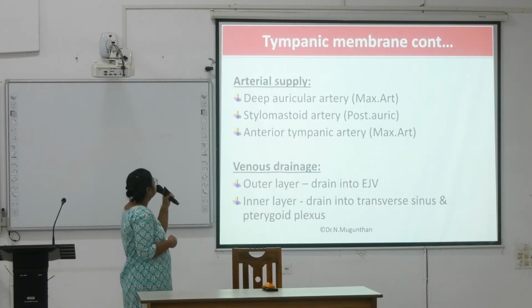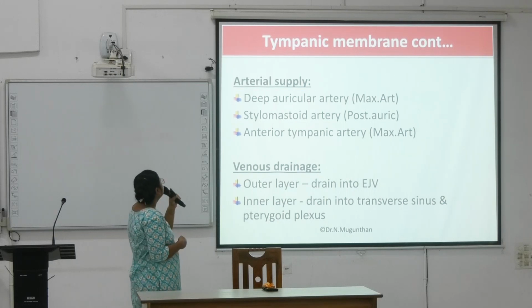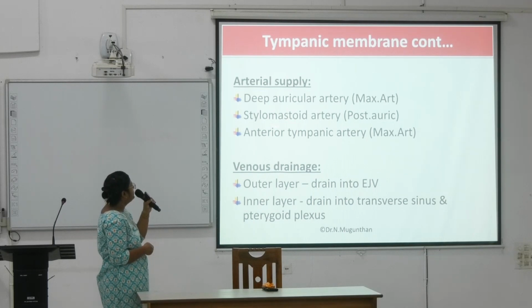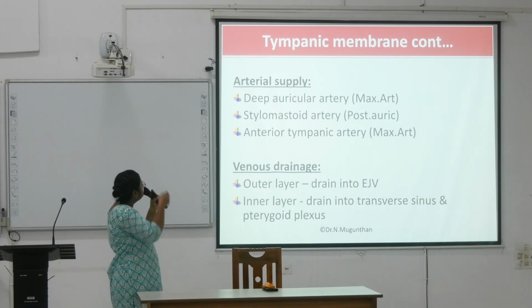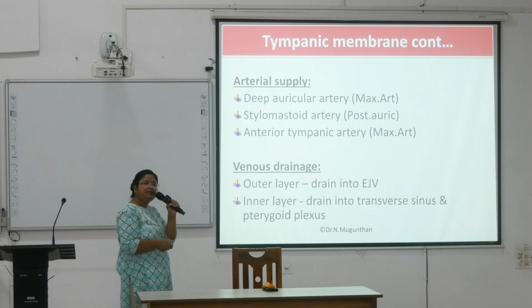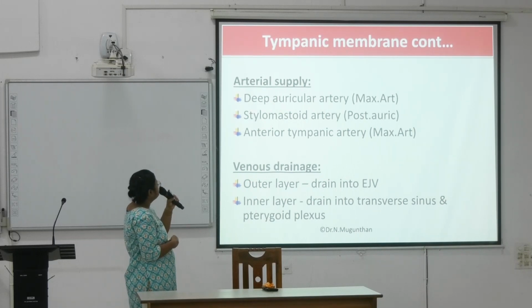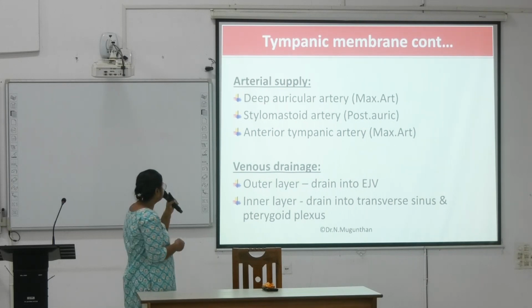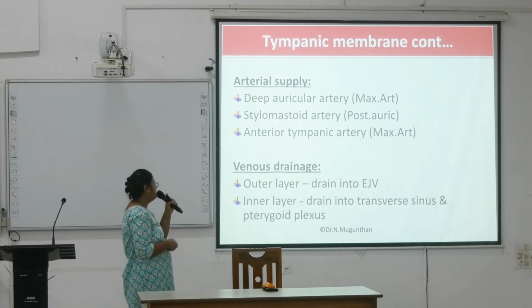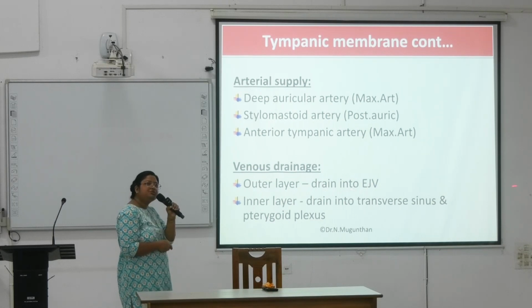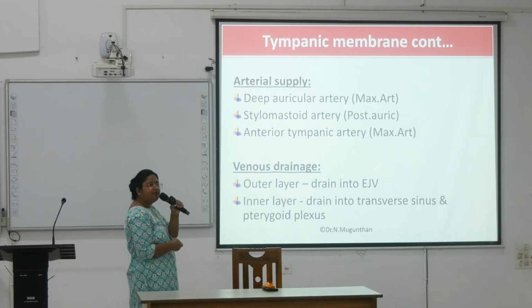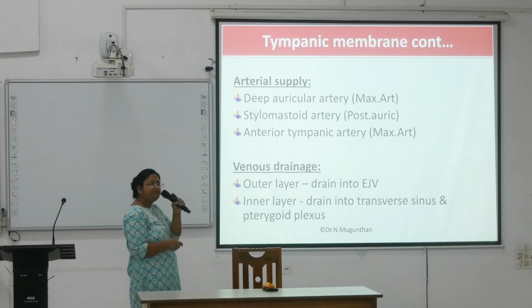Next, we go to the arterial supply. It is supplied by the deep auricular artery, stylomastoid artery, and anterior tympanic artery. Deep auricular and anterior tympanic are branches from the maxillary artery, and the stylomastoid artery is a branch from the posterior auricular artery. So, this is the arterial supply. Venous drainage: the outer layer drains into the external jugular vein, and the inner layer drains into the transverse sinus and pterygoid plexus. So this is the venous drainage of the tympanic membrane.